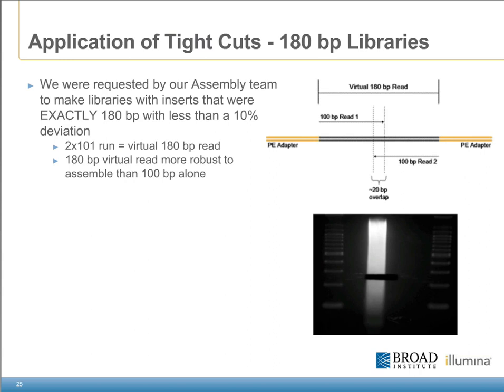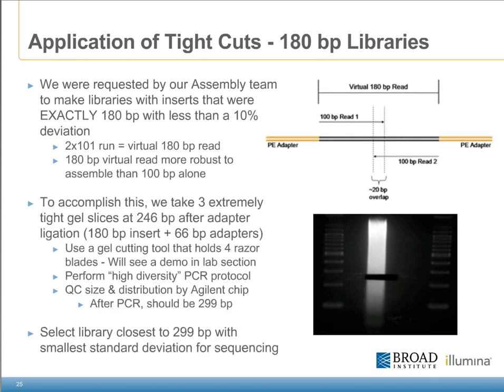And what that allows them to do is align those paired reads as one giant 180 base pair virtual read, they call it. And longer reads are more robust for assembly. So it basically allows them to reap the benefits of an almost 200 base pair read when really on Illumina we do 100 base pair reads.